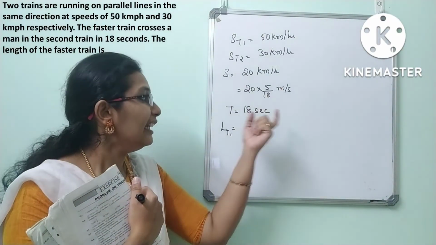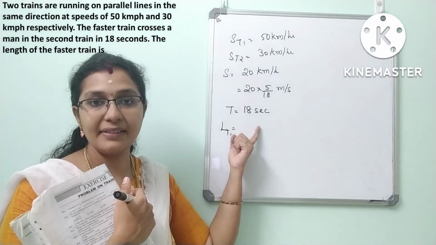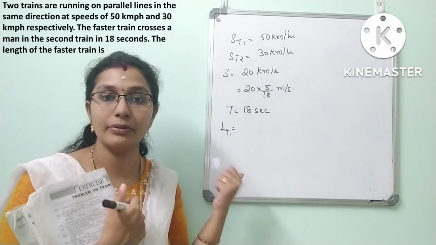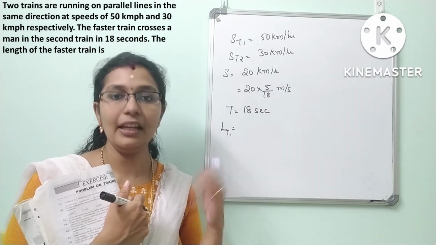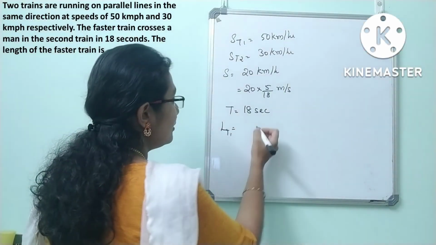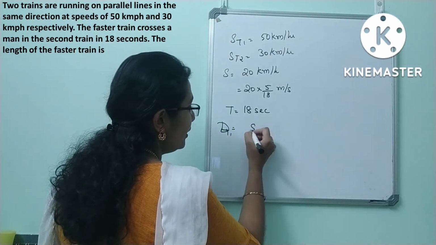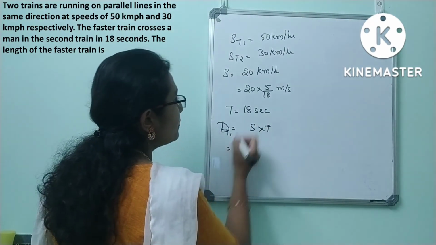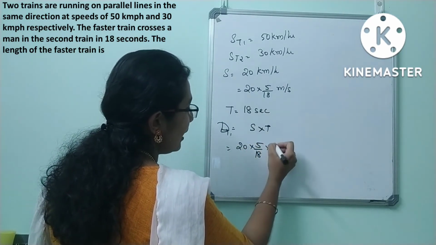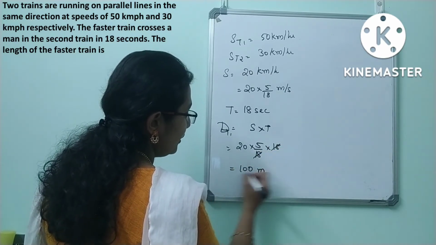Okay. But if it is mismatched data, that is, suppose the faster train is crossing a man in 18 seconds and the question is to find the length of the slower train, in that case you will say you cannot find the answer. Clear? Yes. Now length, that is distance, is equal to speed into time. So speed is 20 into 5 by 18 into time is 18. So 18 gets cancelled, which is 100 meters. Okay.